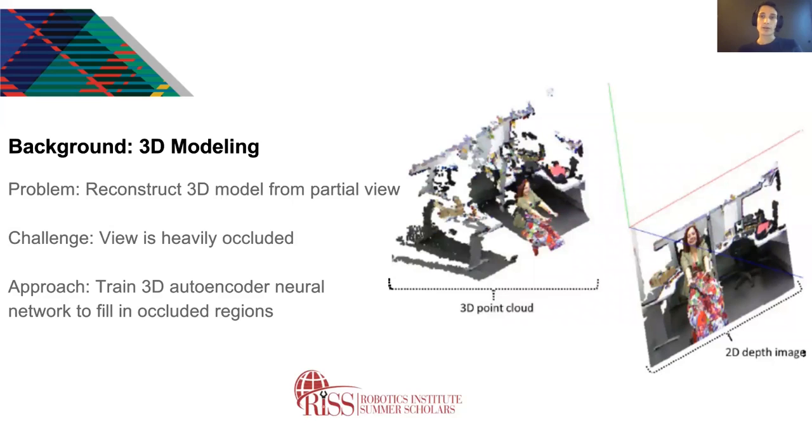And when looking at trees, this occlusion problem is especially severe because the leaves and twigs on the outside will occlude the view on the branch structure on the inside. And our approach for tackling this challenge is to train a 3D autoencoder neural network to fill in those occluded regions.